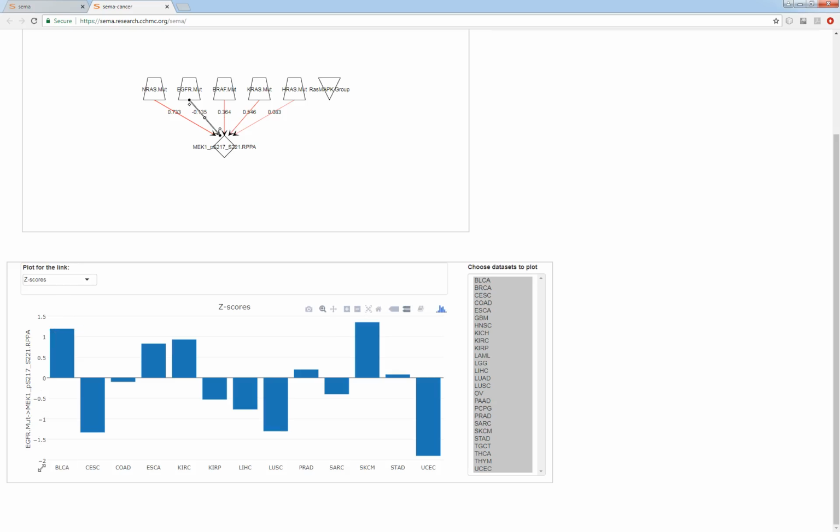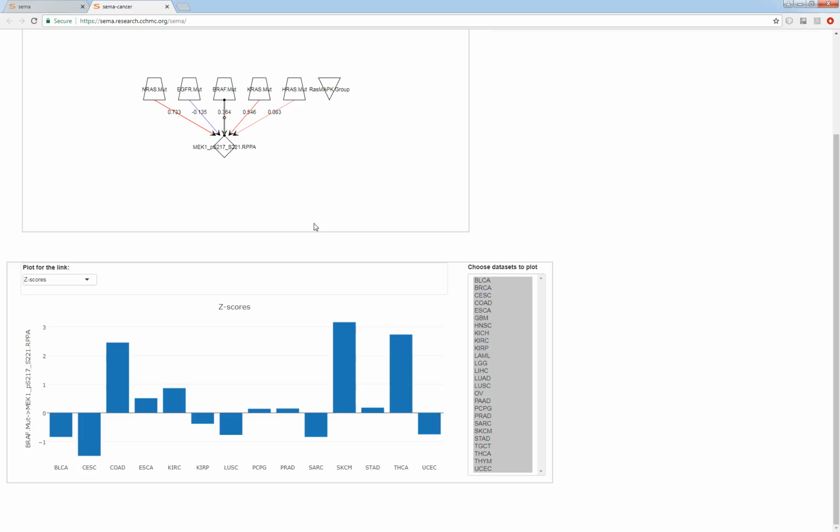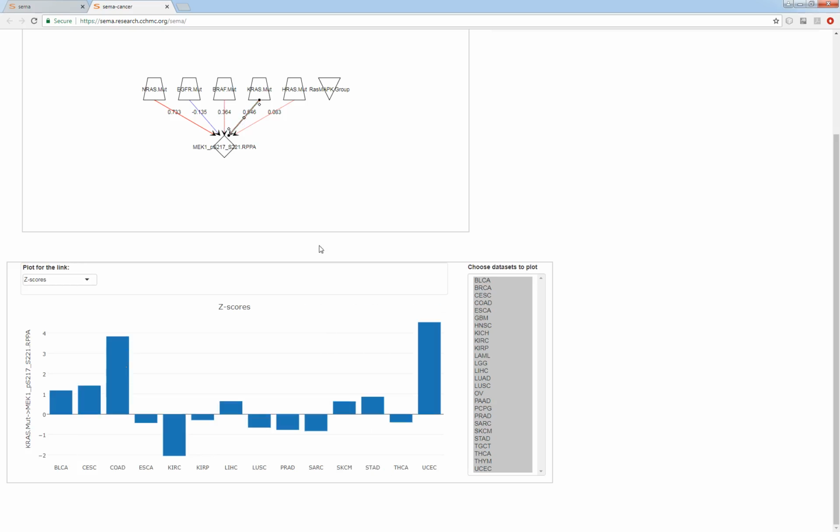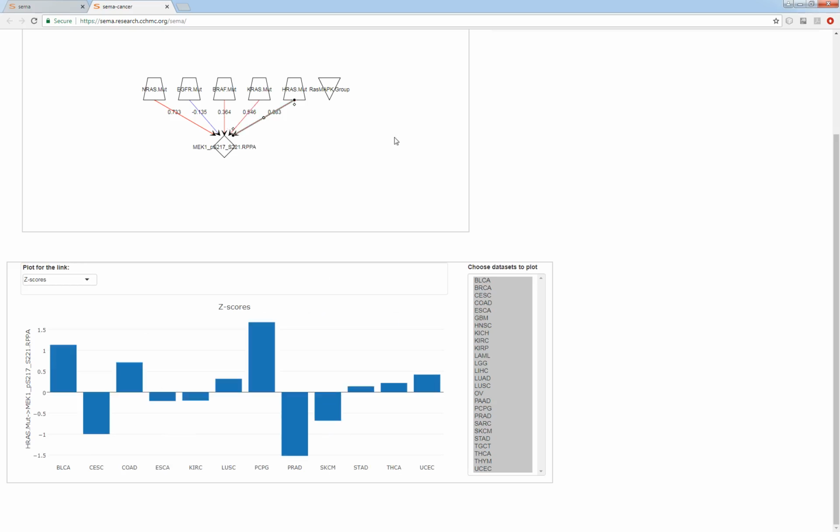The z-score of negative 2 and positive 2 correlates to a p-value of roughly 0.05, so none of these really reach that p-value, so it's not really that significant. BRAF mutations are significantly associated with higher phospho-MEK levels in colon, melanoma, and in thyroid carcinomas. KRAS as well in colon and in uterine carcinomas. And HRAS not so much.